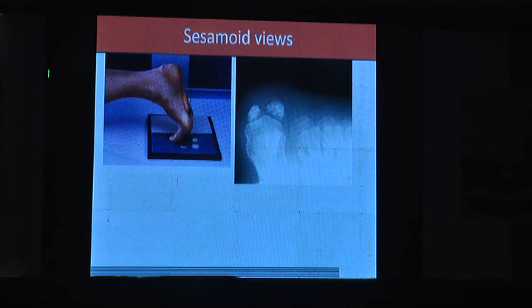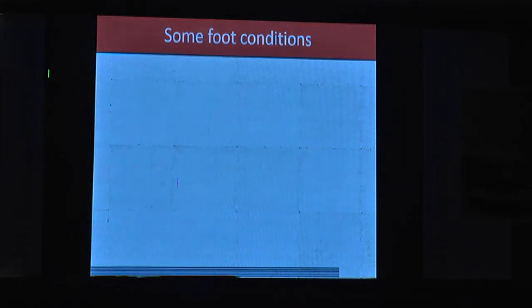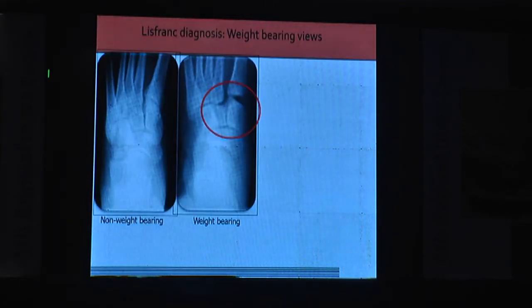The other special view in the foot is a sesamoid view. Sesamoiditis can be diagnosed, as can a sesamoid fracture. We can take it in a prone position or we can take it in a supine position with the ankle dorsiflexed. Some of the foot conditions, these are the various views, but to give you some examples of the importance of weight bearing.